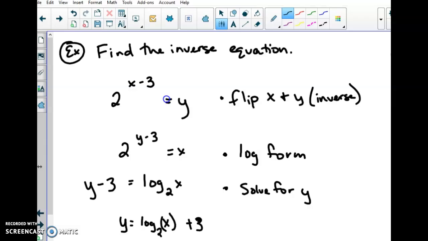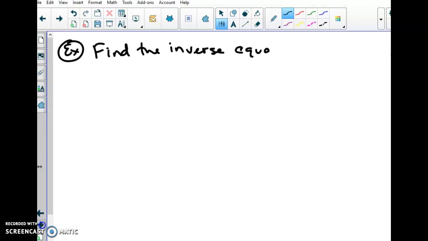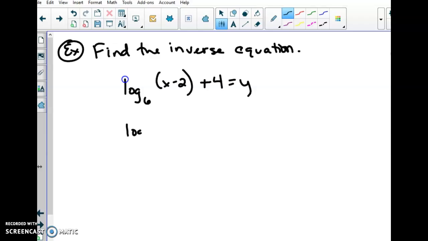Sometimes we'll go the reverse way. We'll go from log form first into exponential form. Let's say that we have log base 6 of (x minus 2), plus 4 equals y. So again, first step of any inverse is you flip the x and the y. So we have log base 6 of (y minus 2) plus 4 equals x.